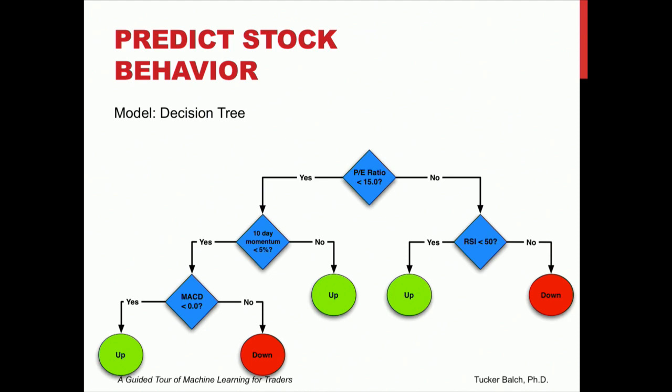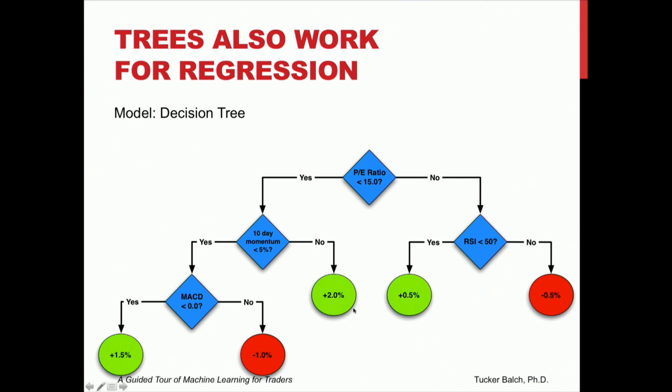Now, I've shown you how this can work for classification. We can just as easily use decision trees for regression. So instead of having these leaves be a classification of a buy or a sell, they can be, for that particular historical example, how much did the stock go up or down?